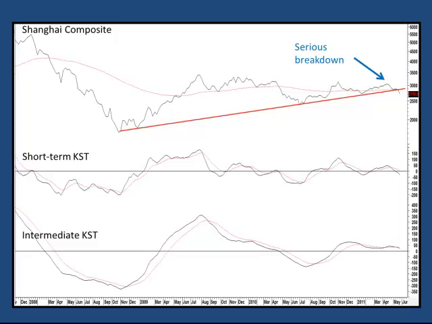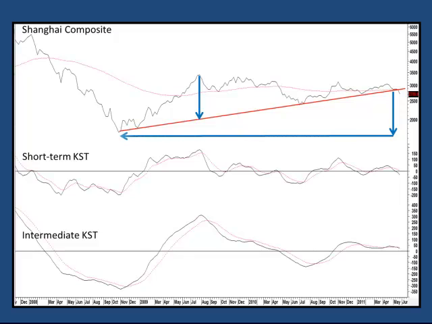The downside objective from a trend line is measured by taking the maximum distance between the price and the line and projecting it in the direction of the breakout. In this case, of course, it would be a downward projection, and the objective, ironically, if it's achieved, would take the price back to the Shanghai Composite 2008 low.